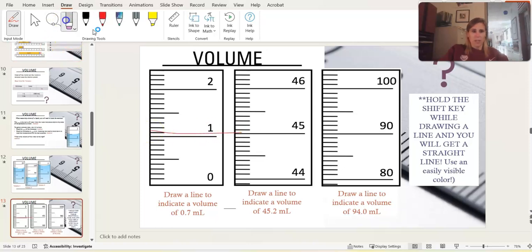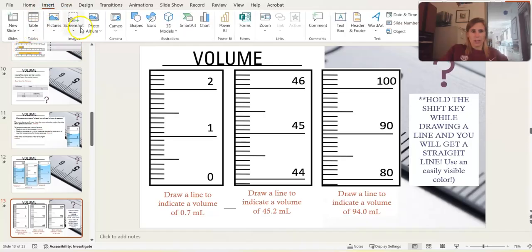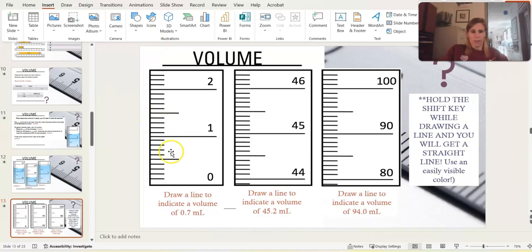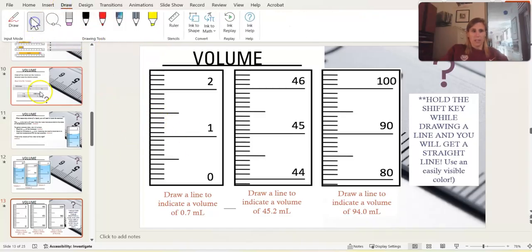Oops, I messed that one up. Okay, so you guys can do that to draw a straight line. You can also go to Insert, then Shapes, and draw a straight line with that as well. Anytime you use the draw tool, make sure you click back on the cursor. You don't have to do the curve for the meniscus. You can just give me a straight line for those.